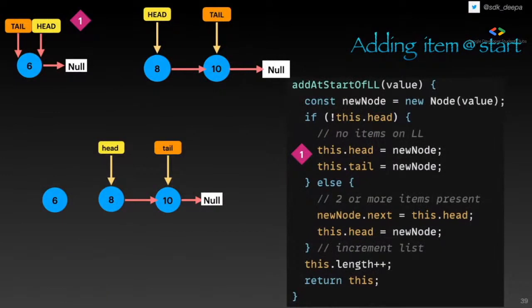Now, adding an item to the start is very similar to adding to the end. Here also you check if there are no items on the list, then you point to the new node. Otherwise, if there are two or more, you would say new node dot next is pointing to the current head. And then this dot head becomes the new node, and you increment the length by 1. Then when you say return this, you're returning the entire linked list.